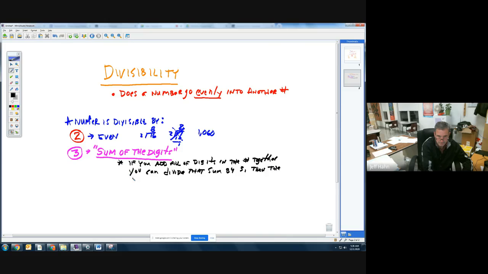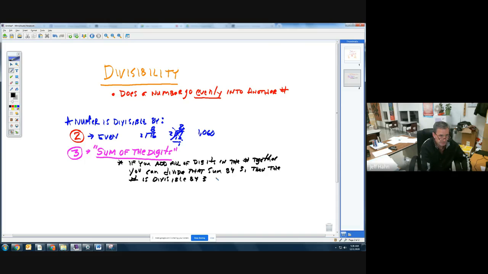the number is divisible by 3. Now that is a lot of words, and it's really kind of wordy, but once you see the example of that, I'll give you a chance to make sure you get that written down. Once you see this in action, you'll realize how incredibly easy it is.